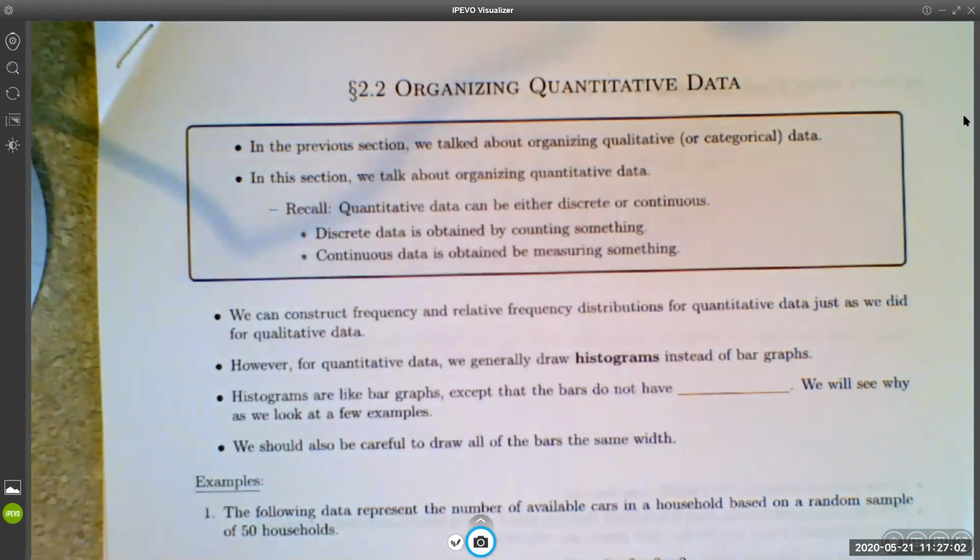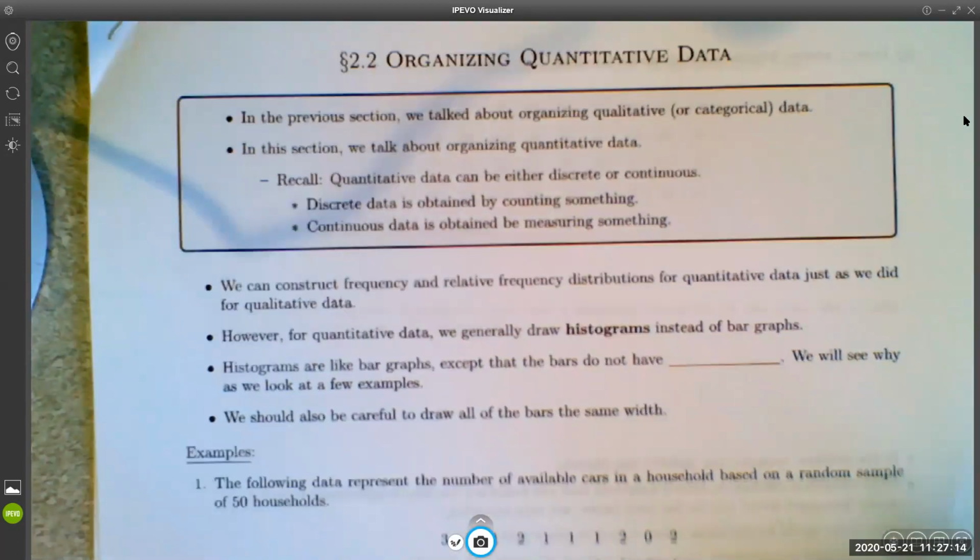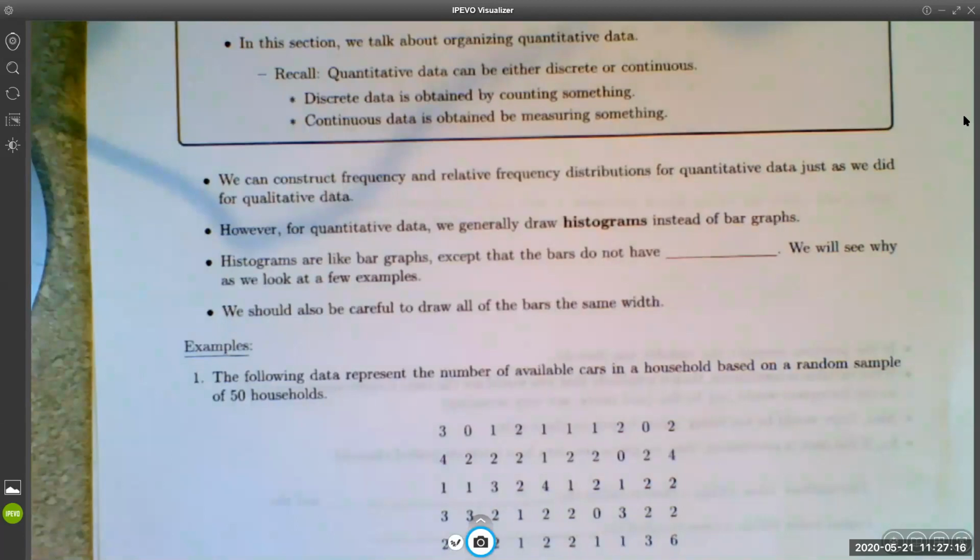And then there are some other difficult things about organizing quantitative data as well. I mean, it's not difficult; it's just something that takes some getting used to. Okay, so we'll talk about these things as we move forward.